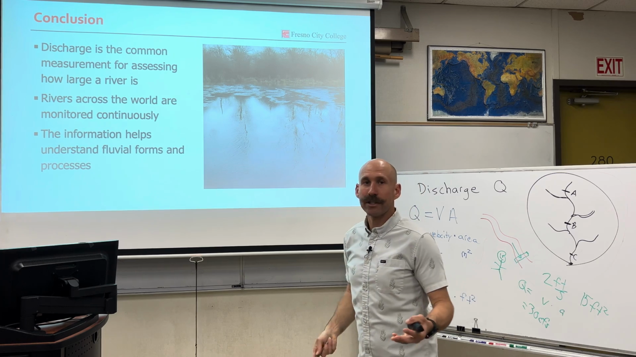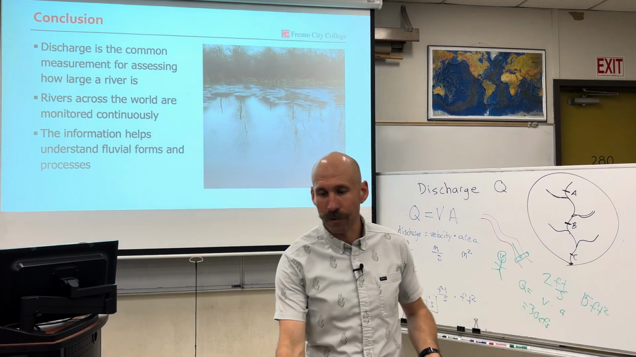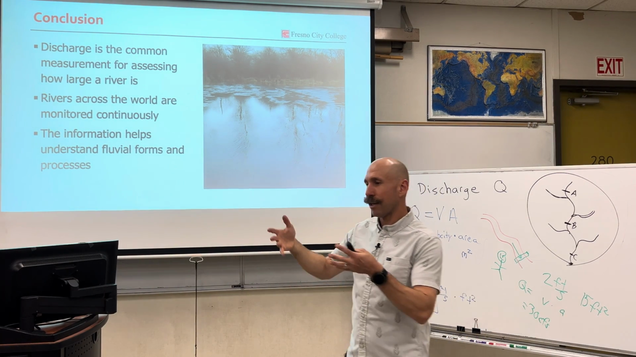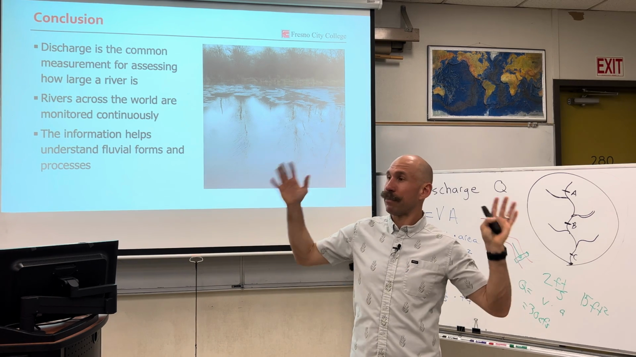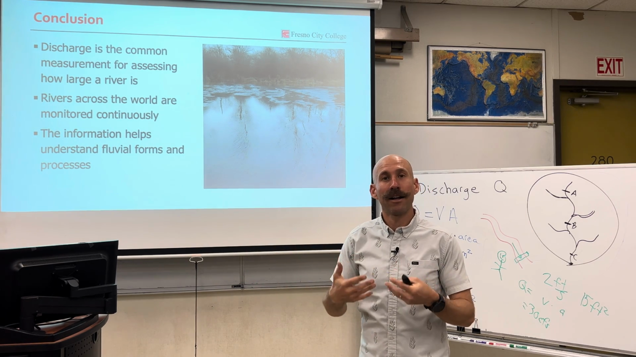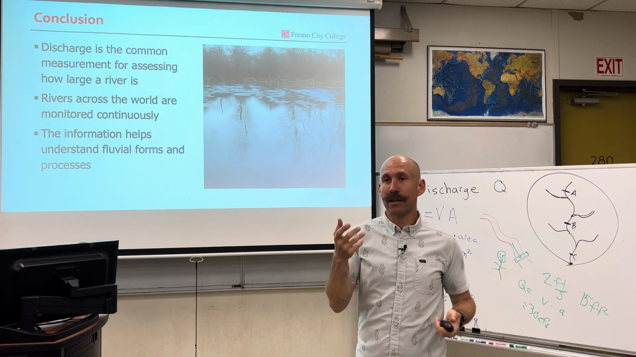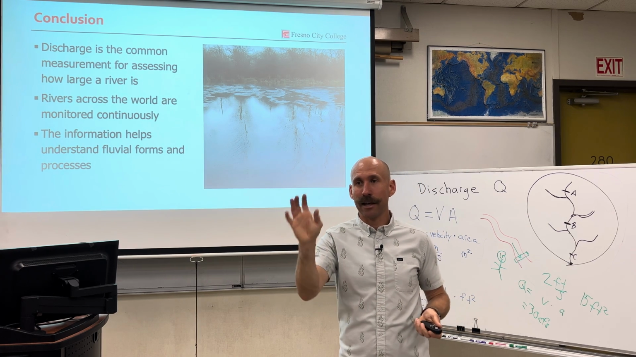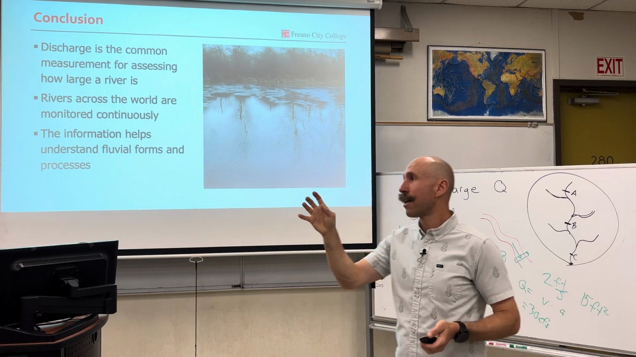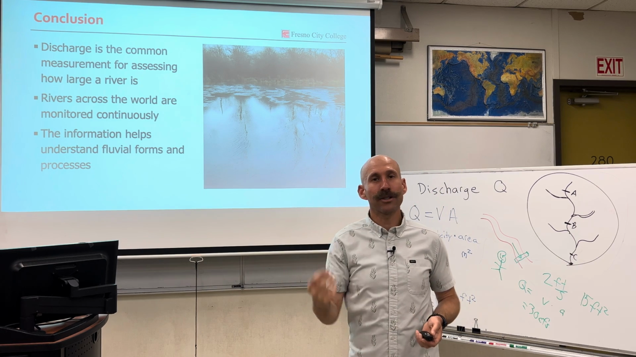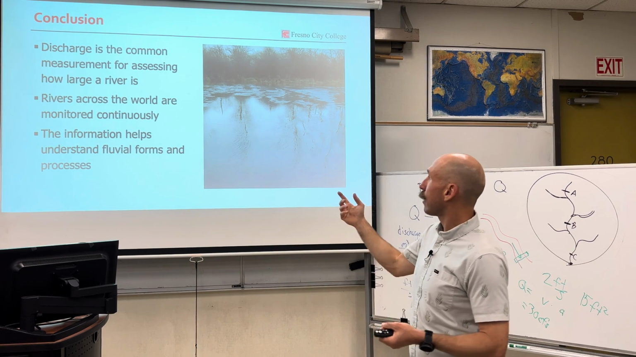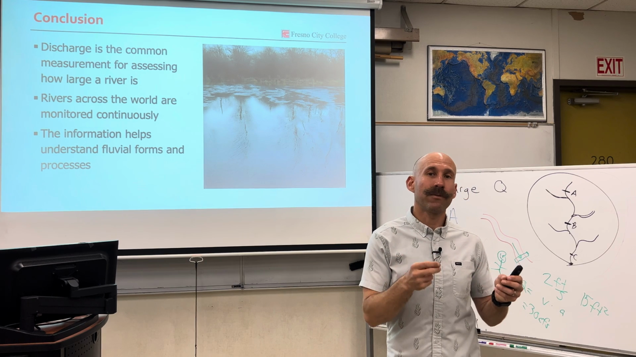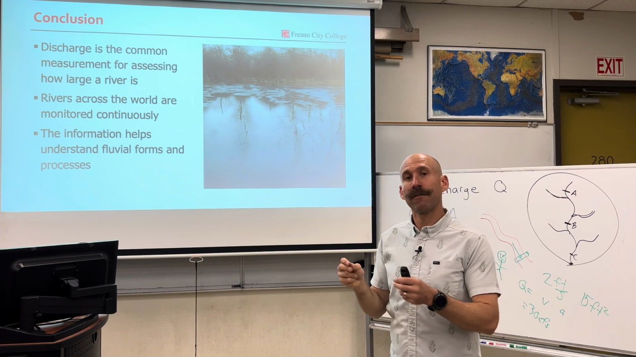So discharge is the common measurement for rivers. It's the velocity times the area. But instead of just measuring it all the time, having people always on the river, we have stream gauges, which give us continuous elevation data that can be applied to a discharge rating curve to produce hydrographs, so we can understand characteristics of the river and understand both fluvial forms and fluvial processes.